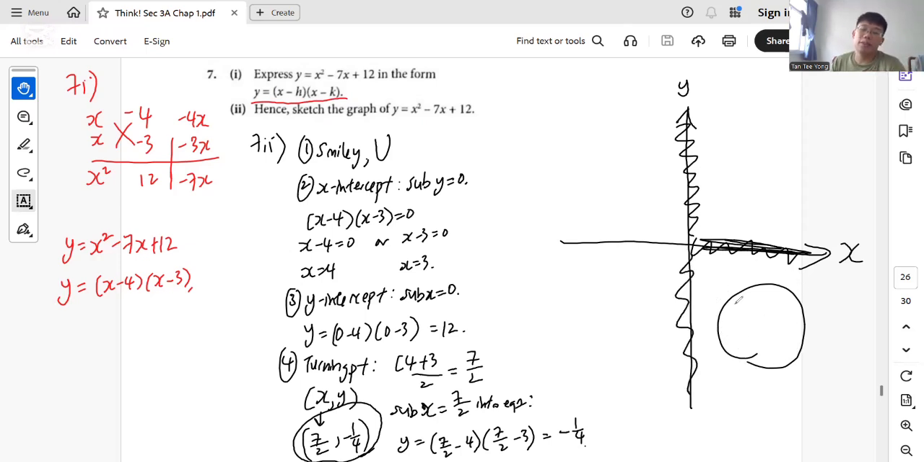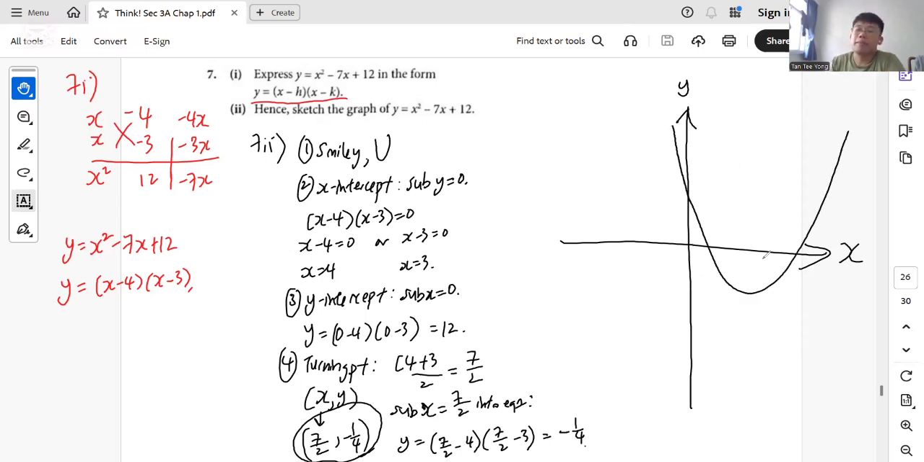With this information, I can draw a curve. How does the curve look? Something like that. This one is 12. This one is 3, and this one is 4. Obviously 4 cannot come before 3. Then the turning point here, this is 7 over 2, which is the same as 3.5, and here is negative 1 over 4. So 7 over 2 comma negative 1 over 4.